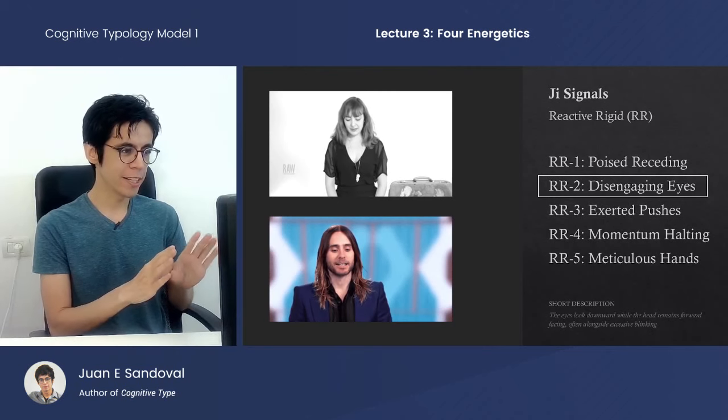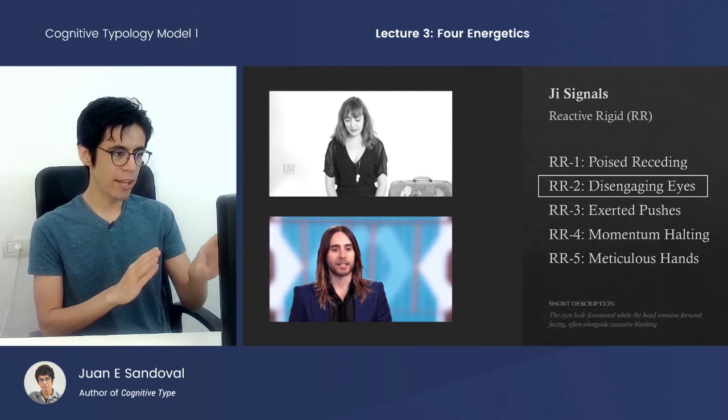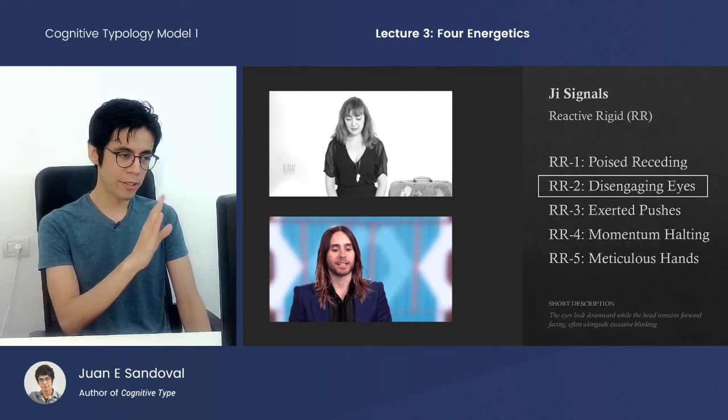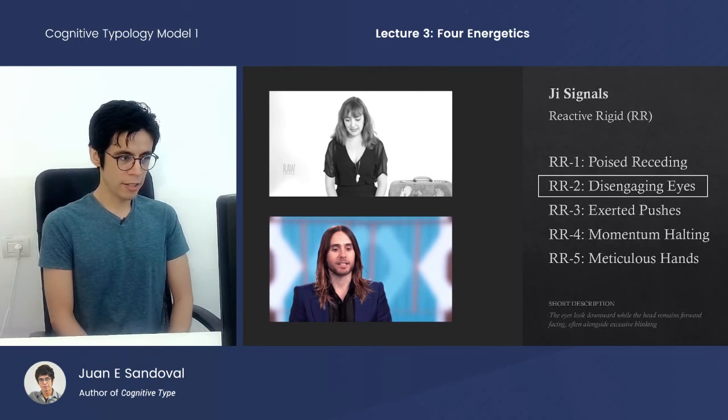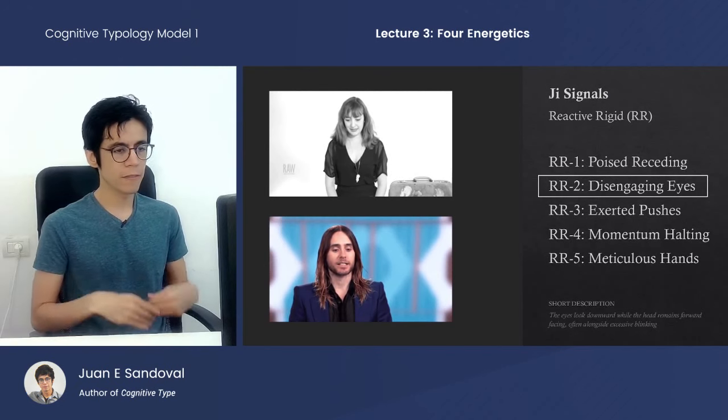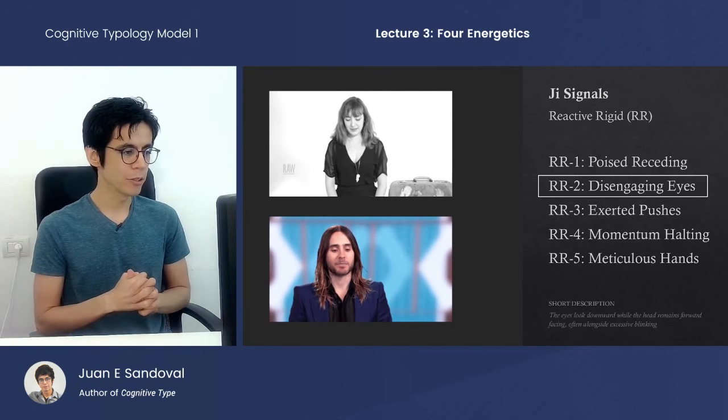Now, notice here in these GIFs how they have that rigid posture still. So the image of the girl on the top, she's standing very stiffly, but is also looking downward. This is a very characteristic JI posture.